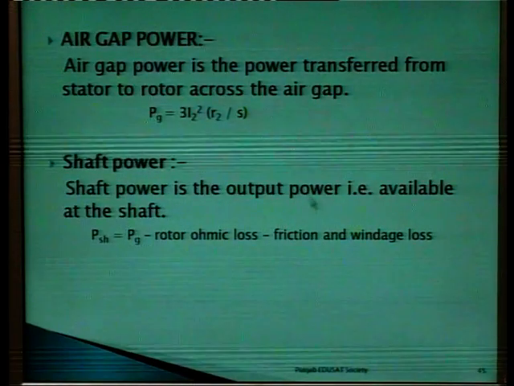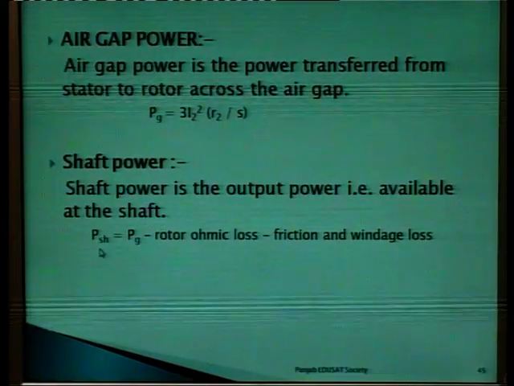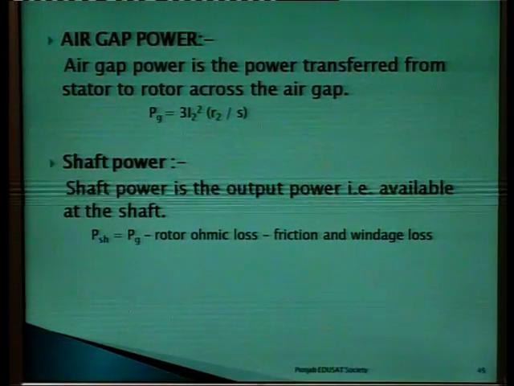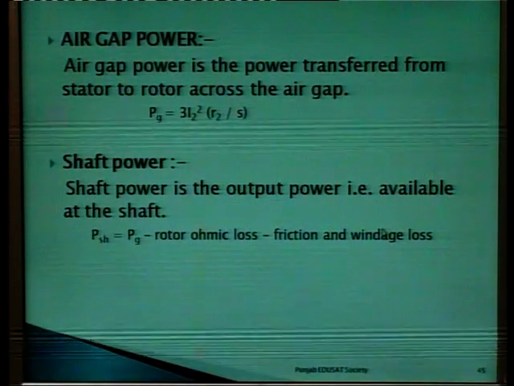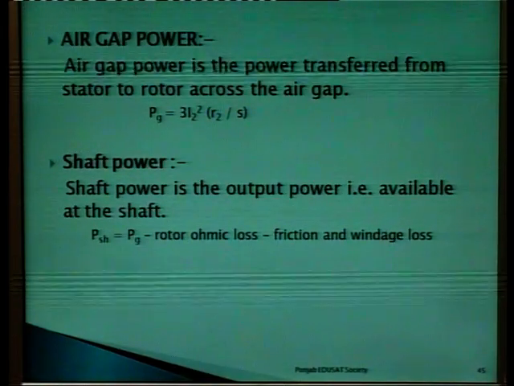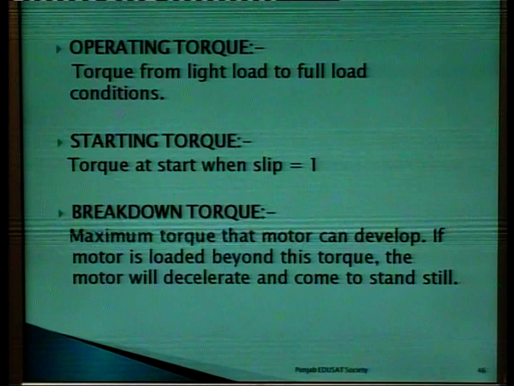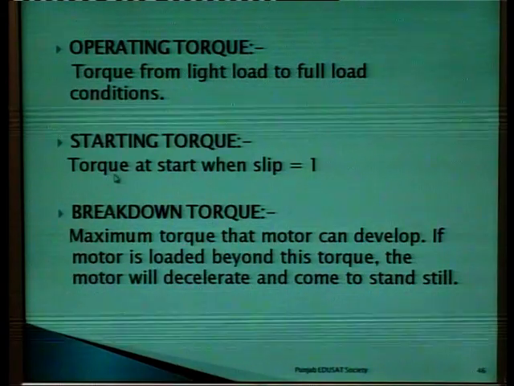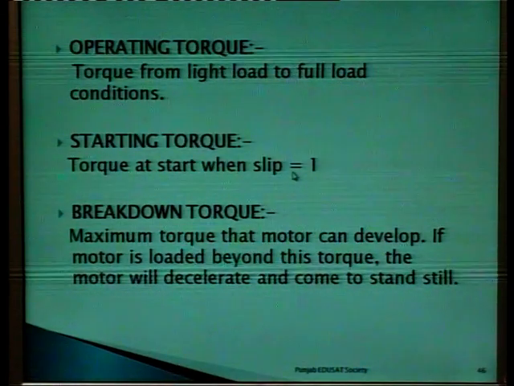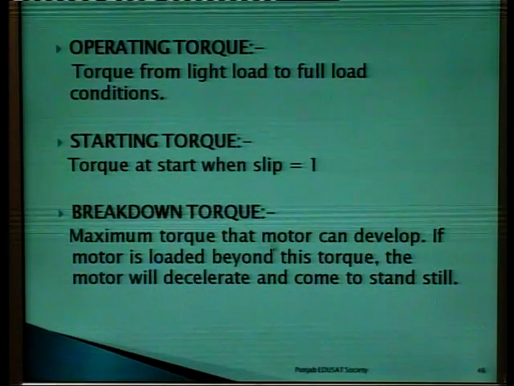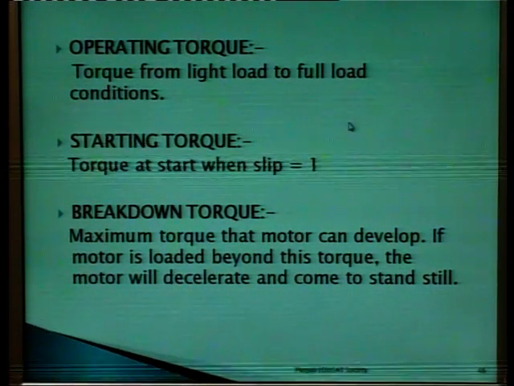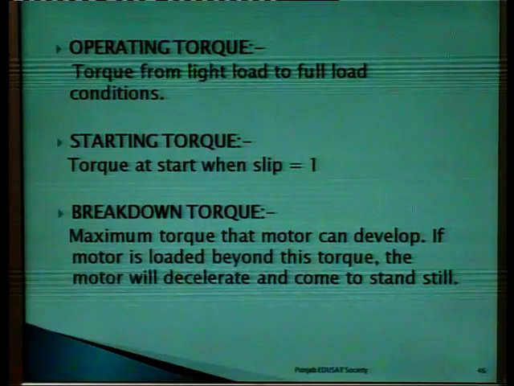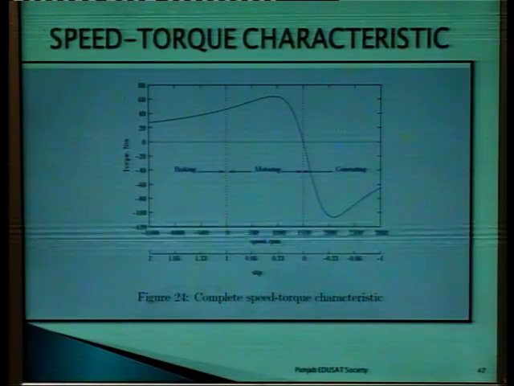Shaft power is the output power, the total available power at the shaft, and this power PSH at the shaft is equal to PG minus rotor ohmic losses minus friction and windage losses. This is the shaft output power. Operating torque: torque from light load to full load conditions. Starting torque can be defined as torque at start when slip is equal to 1. Breakdown torque is the maximum torque that the motor can develop. If the motor is loaded beyond this torque, the motor will decelerate and come to standstill at some time. This is the torque speed or speed torque characteristics.